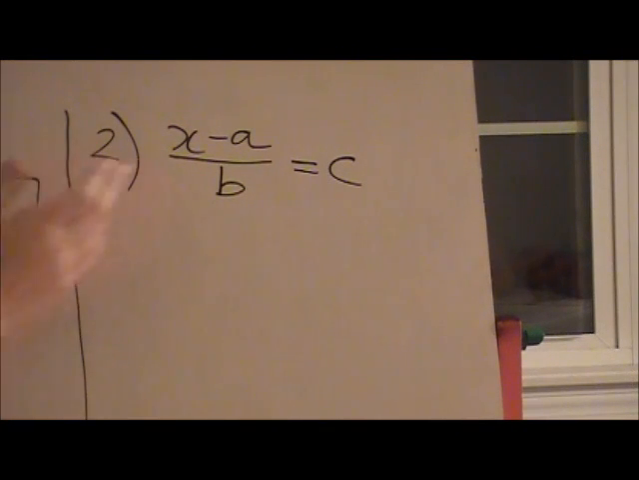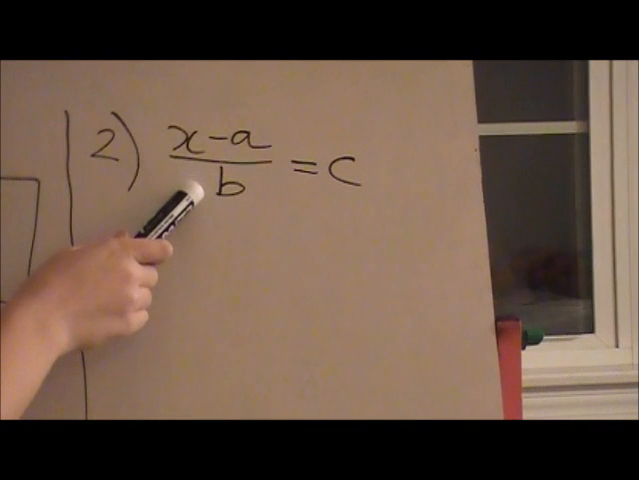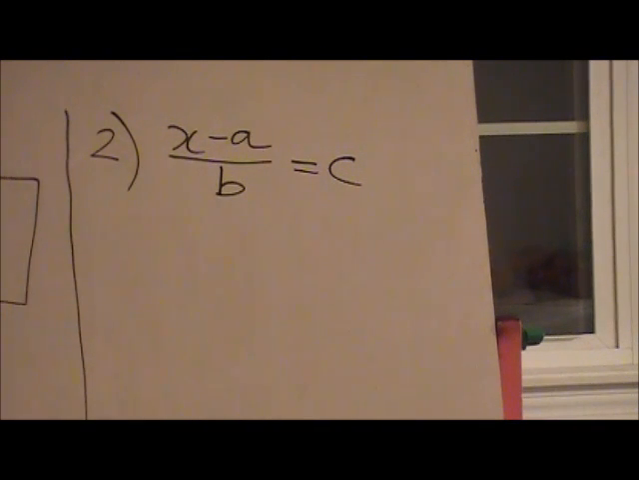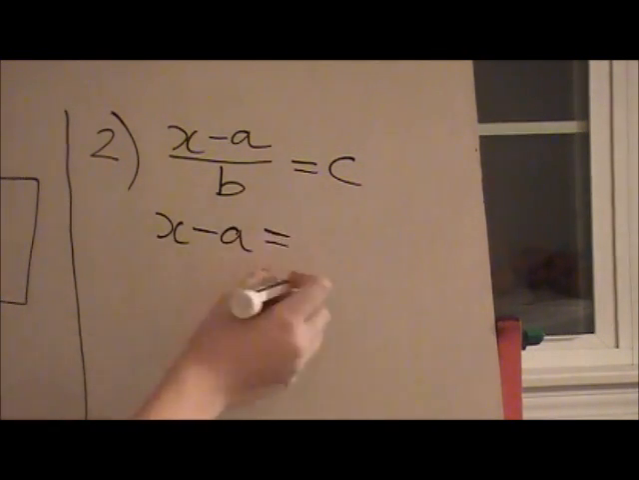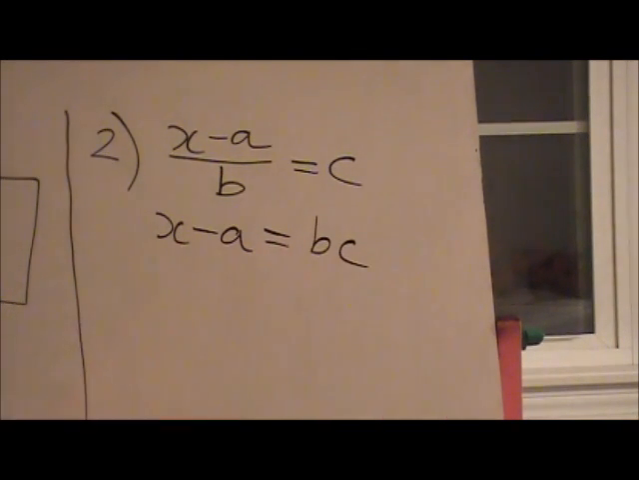In order to isolate x on this side of the equation, it's going to involve a little more steps, but that's okay because, again, we know how to do this. We practiced this stuff in week 1 and week 2. The first step we have to take is try to get rid of this b and move it to the other side of the equation. So we're going to multiply both sides of the equation by b. So we're going to get x minus a is equal to bc.